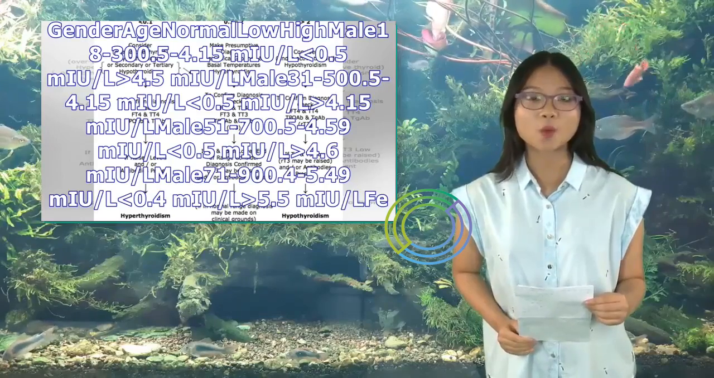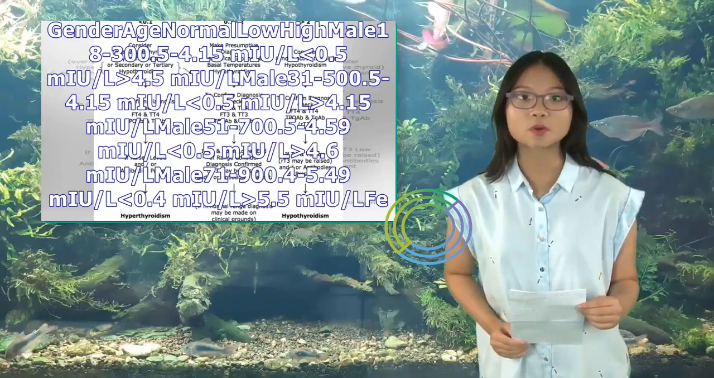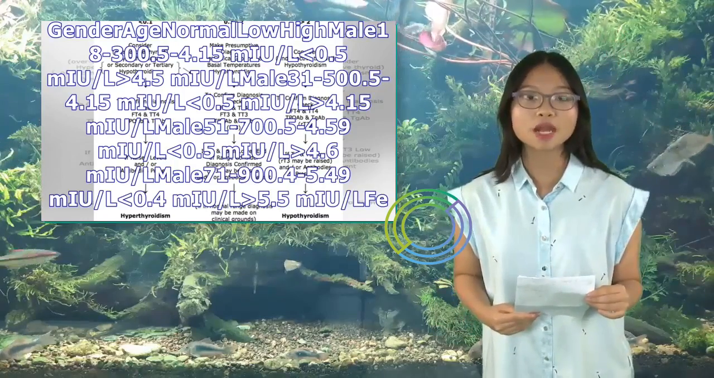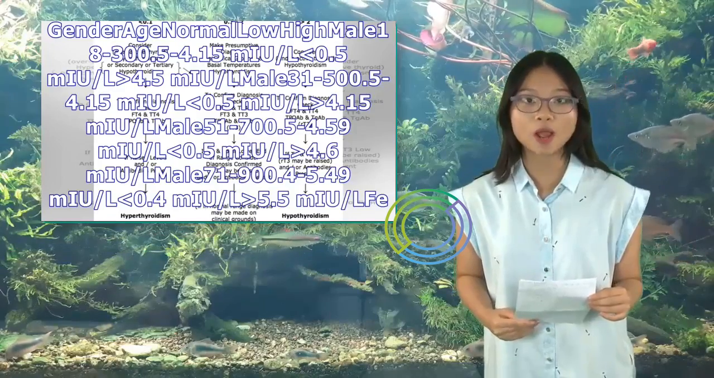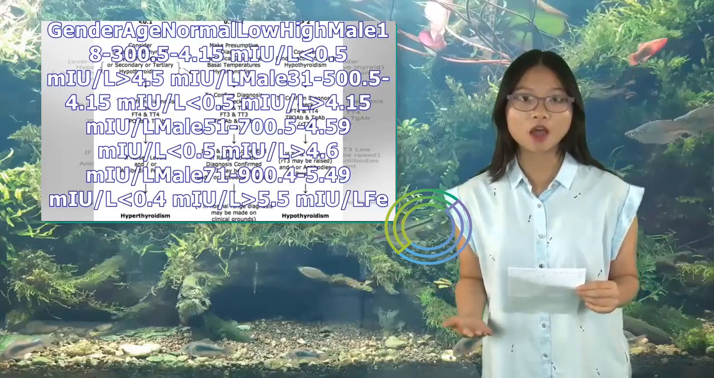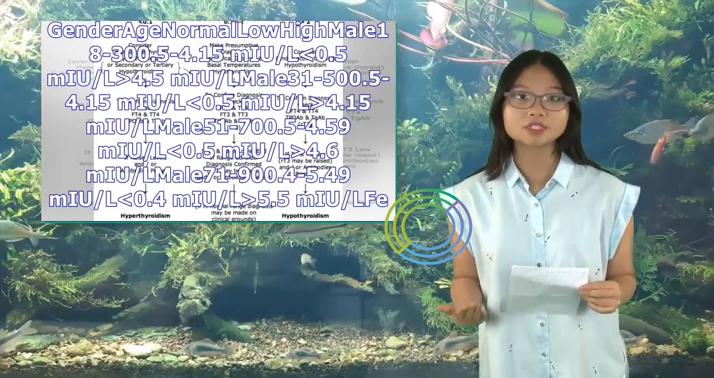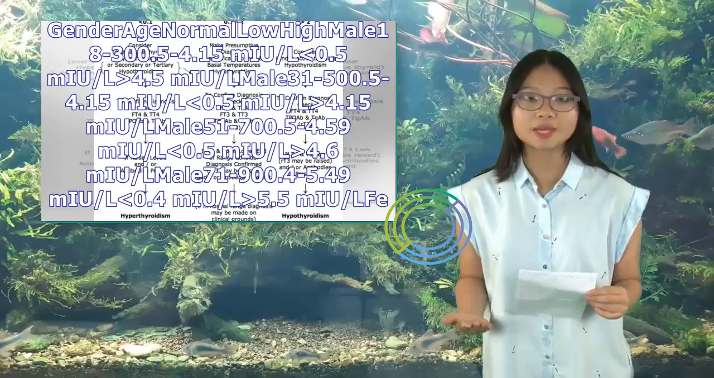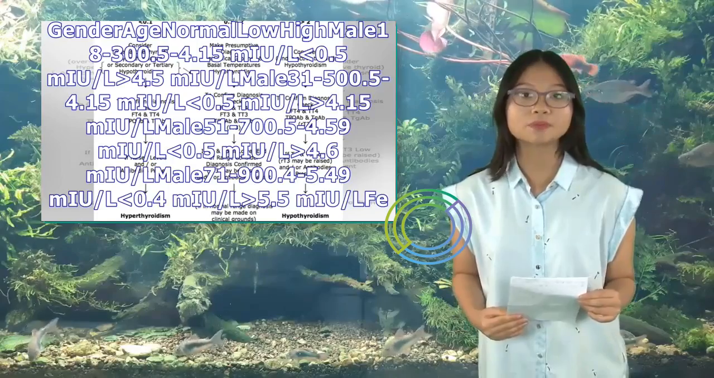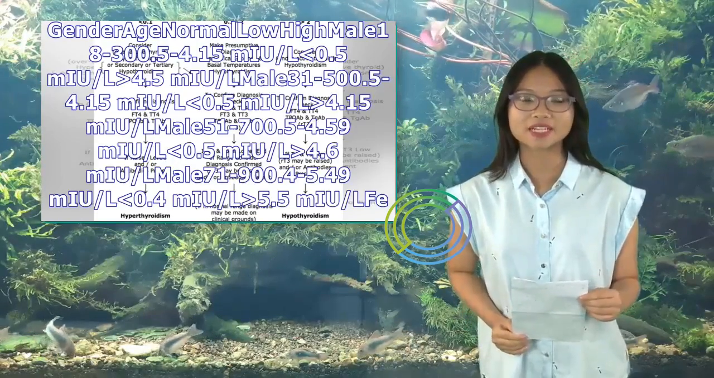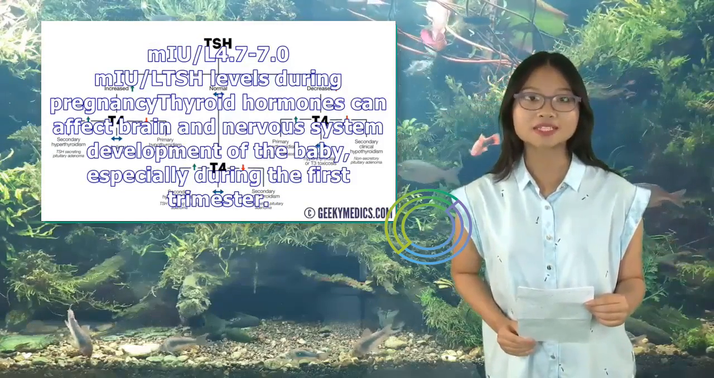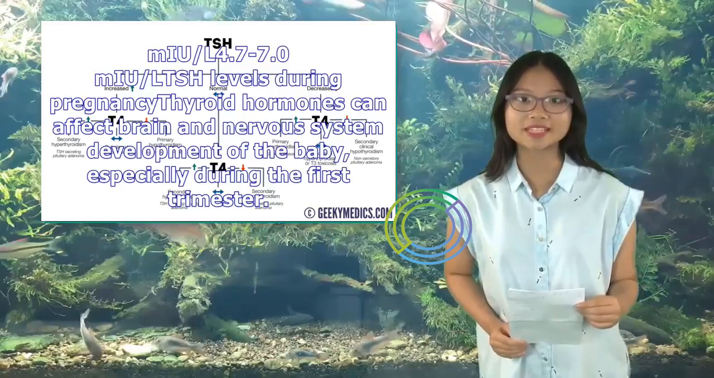Male, 71 to 90: 0.4 to 5.49 μU/L normal, less than 0.4 μU/L low, greater than 5.5 μU/L high. Female, 18 to 29: 0.4 to 2.34 μU/L normal, less than 0.4 μU/L low, greater than 4.5 μU/L high. Female, 30 to 49: 0.4 to 4.0 μU/L normal, less than 0.4 μU/L low, greater than 4.1 μU/L high. Female, 50 to 79: 0.46 to 4.68 μU/L normal, less than 0.46 μU/L low, 4.7 to 7.0 μU/L high.